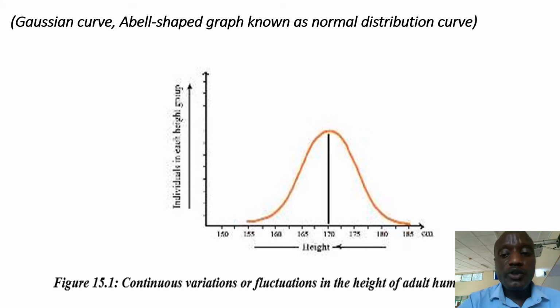So now we are moving to the graph which shows continuous variation. You could find a big number of people who fall in the middle, but others are at the extreme ends, whether some are tall or others are short, and the intermediate forms exist in the middle of the curve. So this curve is also called a Gaussian curve, a bell-shaped graph known as the normal distribution curve, which represents continuous variation.